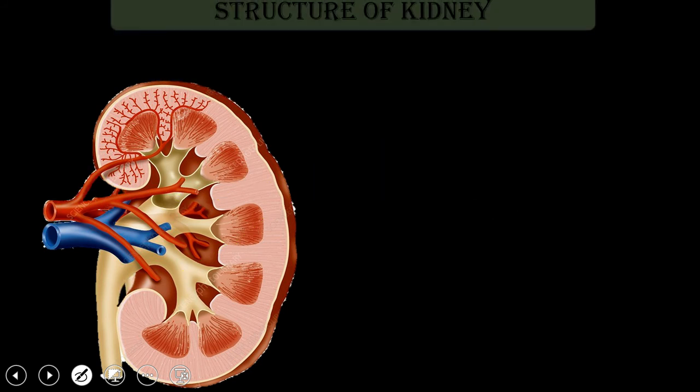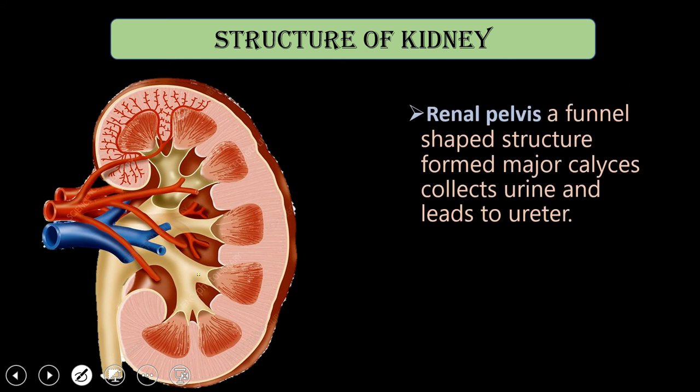Move to the next part, renal pelvis. So the renal pelvis is a funnel shaped structure which is formed by the major calyx and which collects the urine and leads to the ureter. So this part is called the renal pelvis, a funnel shaped structure which collects urine from the major calyx and leads to the ureter. So this part is the ureter.